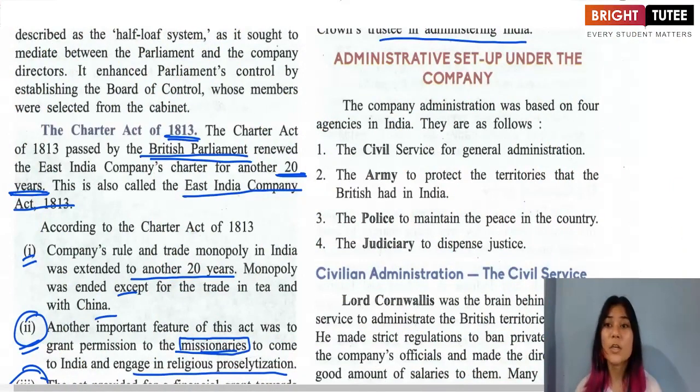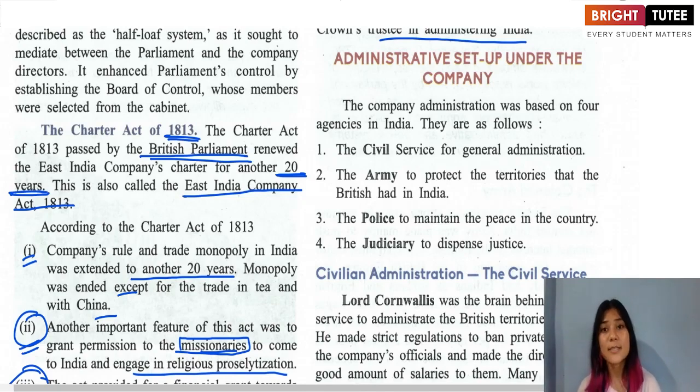Now let us turn our focus to the administrative setup under the company. So until now what we learned was the evolution of how the administration came into being. All the laws, all the acts that were passed, all the regulating acts, the charter acts that we just went through, gave us an idea as to how slowly and gradually improvements were done to rule India and to control India in a better manner. They faced certain problems, but in the next charter act, in the next regulating act, they tried to improve it and include a better administrative system.